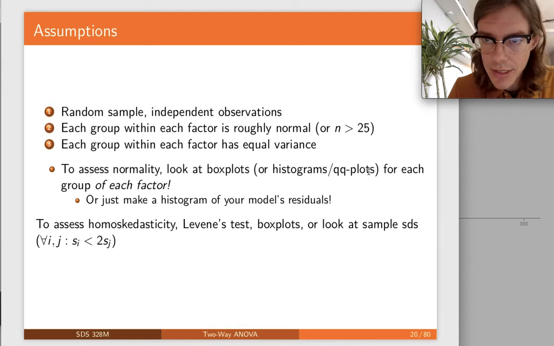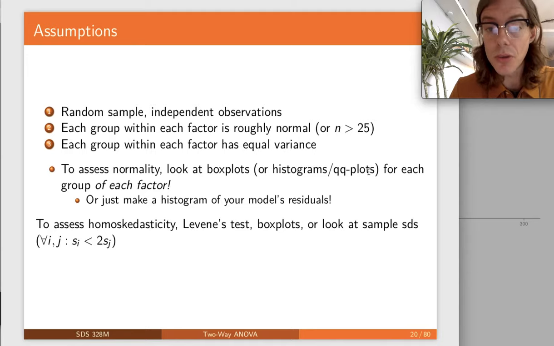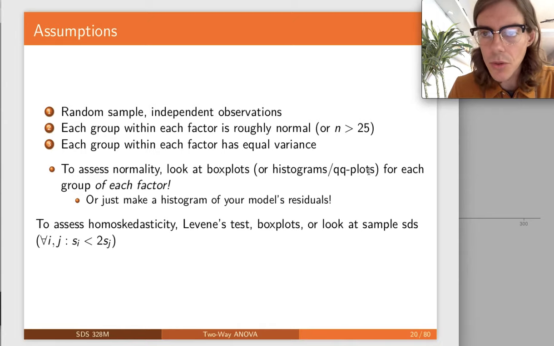To assess equal variances or homoscedasticity, you can use Levene's test, or you can just eyeball some box plots, or you could look at the standard deviations in each group within each factor if you wanted. However you want to do it, that's fine. I think Levene's test is easier, but whatever. It really doesn't matter.